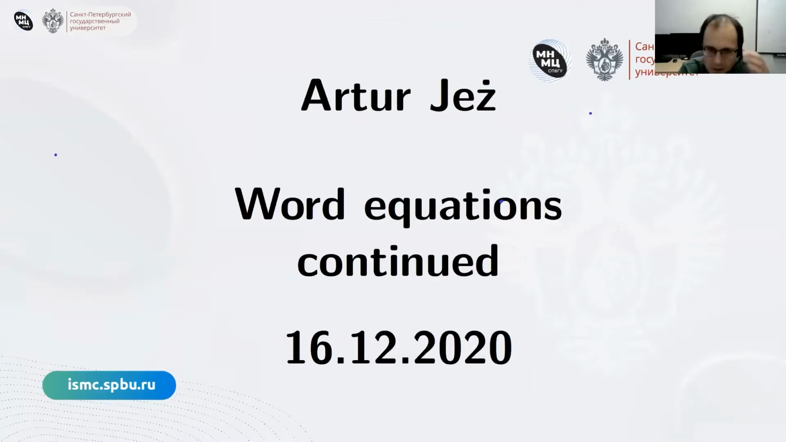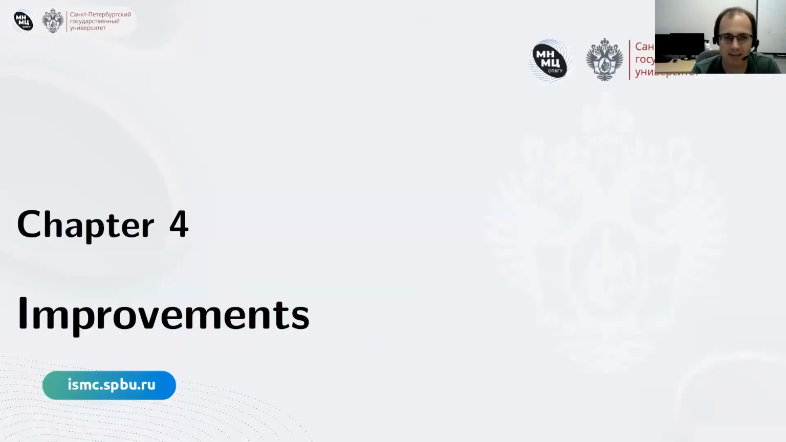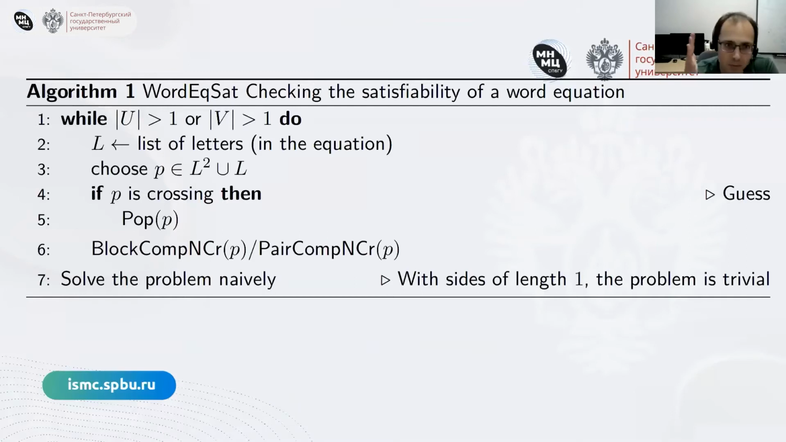So today I wanted to continue the previous lecture in the sense that I would like to discuss some possible extensions of the algorithm that I presented. Maybe not simplifications, because that was the simplest that I could state, but some possible extensions and variants of the algorithm for word equations. So, improvements in general.